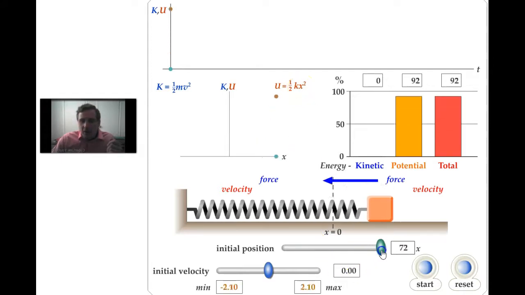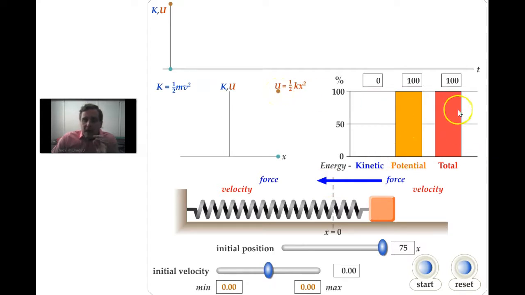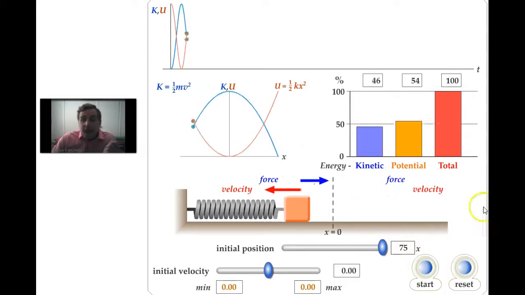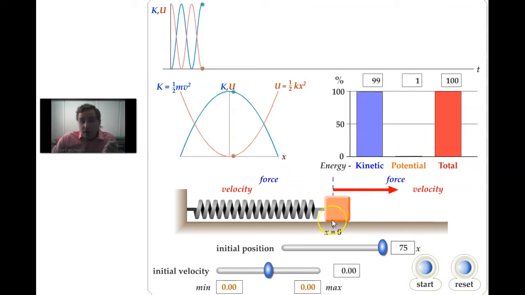So if we make this elongation up to that 75, it's almost twice of what we had before. And notice we have almost twice the force, but we have almost 4 times the potential energy. So we're going to have 4 times the total energy. So these are going to be much larger amplitude oscillations, and there's going to be much more energy in the system. And in fact, the speed is quite a bit larger.